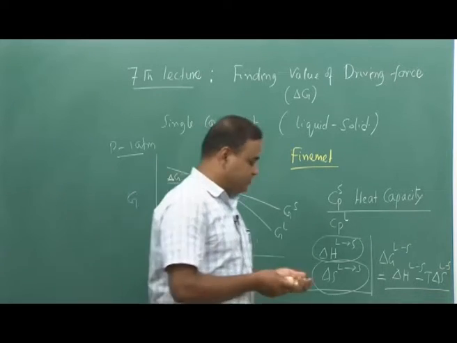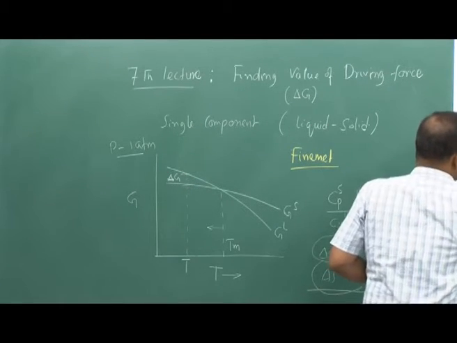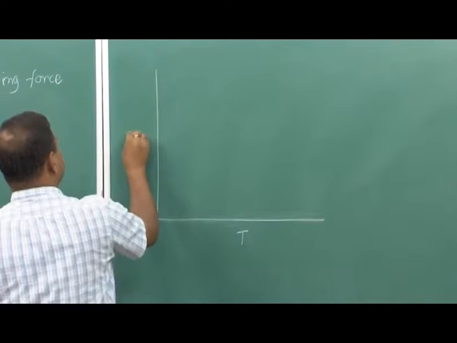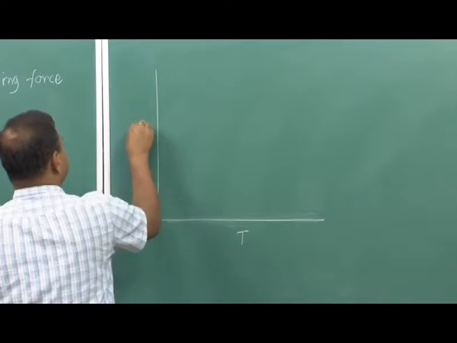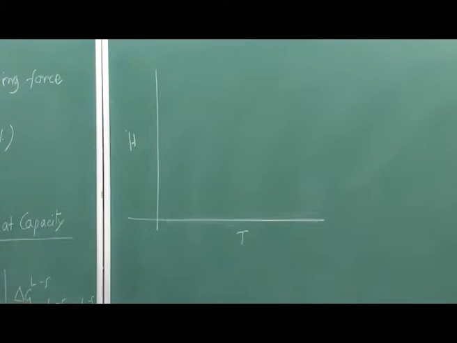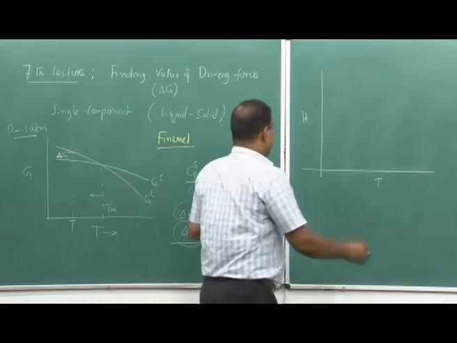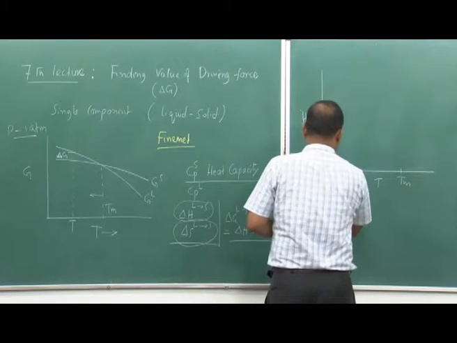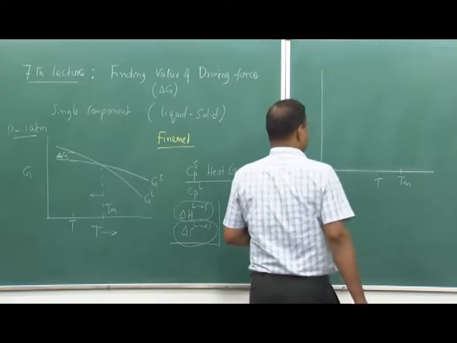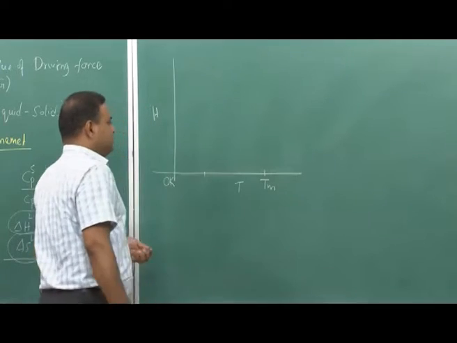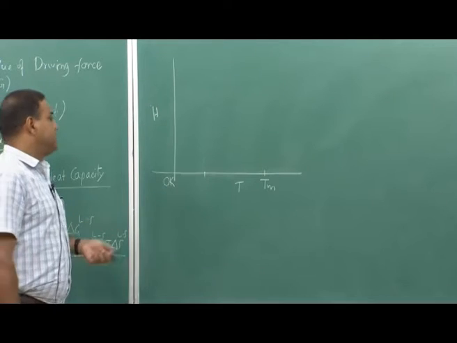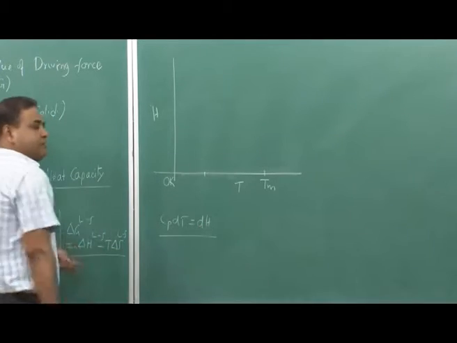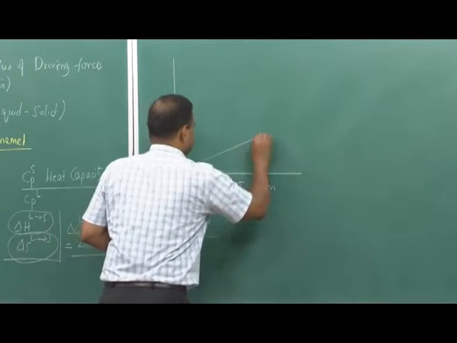Now, if we try to see as a function of temperature the enthalpy value for solid and liquid, at temperature less than Tm, where this is my Tm and this is 0 K, at some temperature I can easily find out the Cp of solid, and accordingly I can find out the integral of Cp dT equal to the change in H. So now there I can have the H plot.